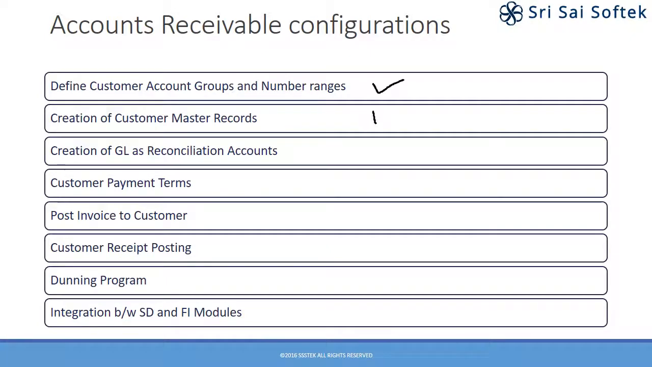So we create customer master records, and then we create what are called as reconciliation accounts for accounts receivable. The reconciliation accounts are nothing but a bridge between subsidiary ledger of customers and the general ledger account. This account is normally known as sundry debtors account. Every customer master record will have this account, and every transaction of the customer will be posted to this account.